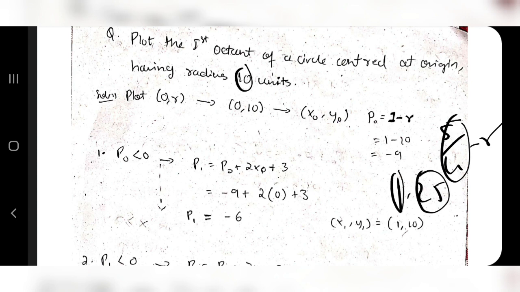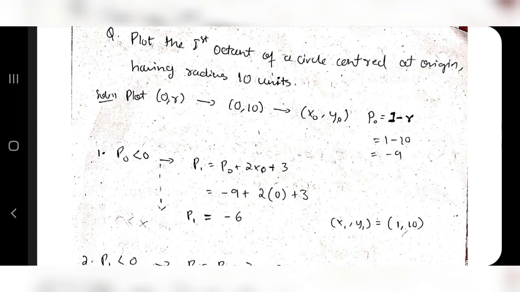Okay. So if in exam they don't allow, we have to take 1.25 only. But for simplification purpose and understanding, I'm taking it as 1. So P naught is 1 minus R. So substitute the value of R, you'll get the value of P naught, which is minus 9. Now we have got the first value of P naught. What you have to do?